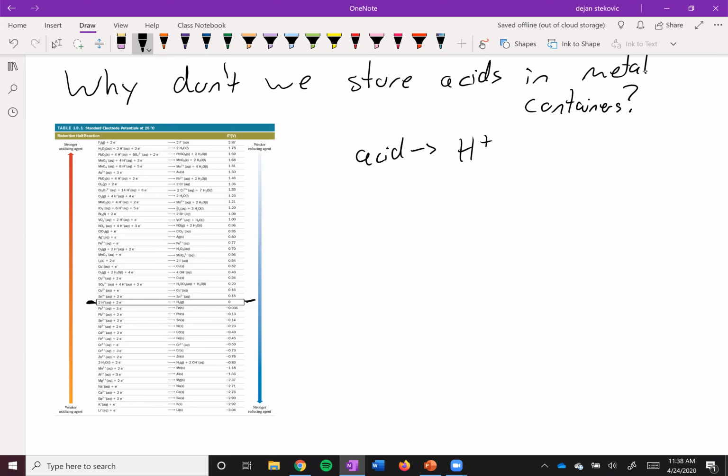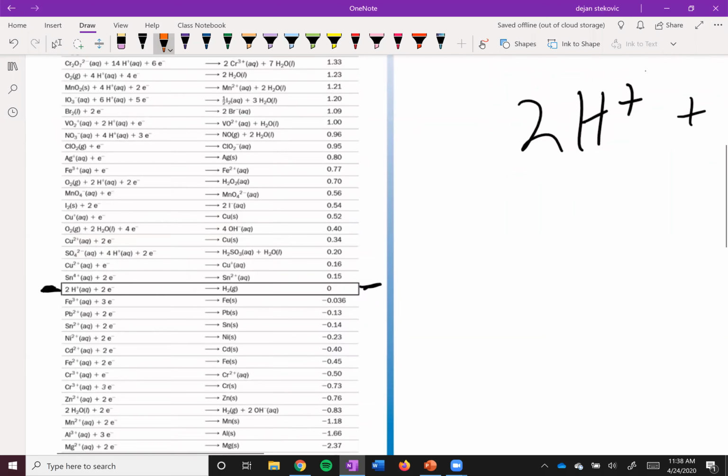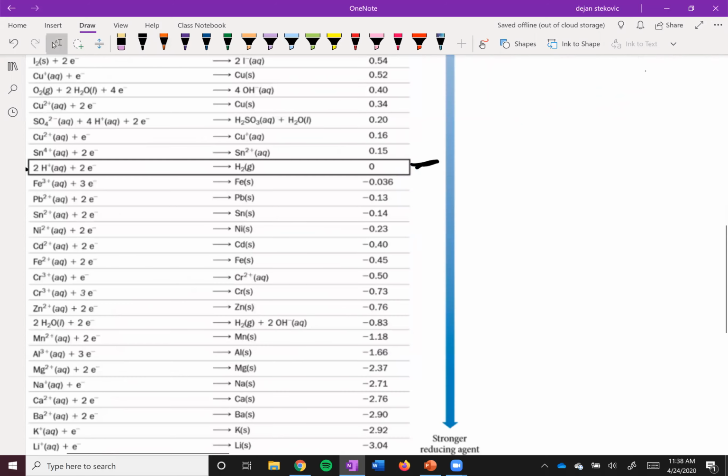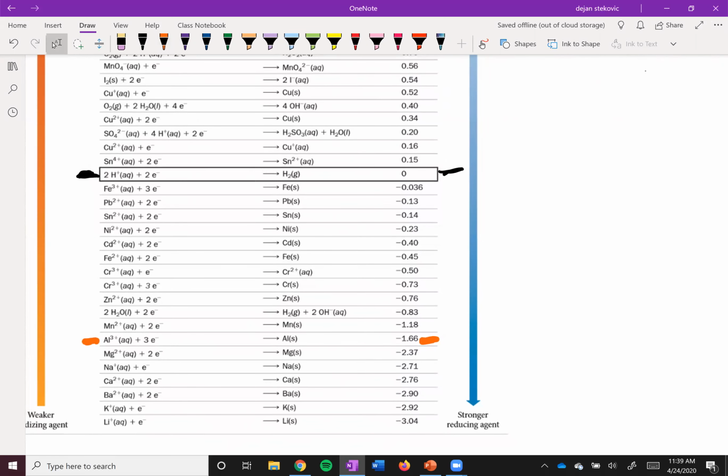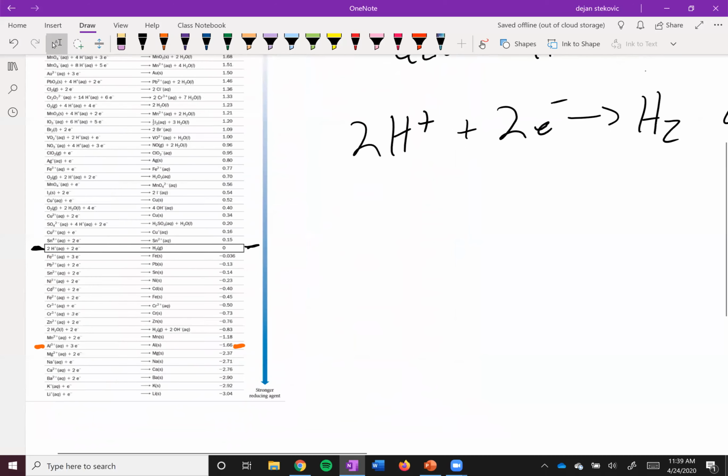And think back to our standard electrodes here. The potential of that is 0, right? So 2H plus 2 electrons will give us H2, and this is equal to 0 volts. And then let's take a look at a metal that is often used for storage. That would be something like aluminum, right? Aluminum's pretty cheap, pretty lightweight metal that can be used to store things or just make any kind of container. And you can see its potential is negative 1.66.